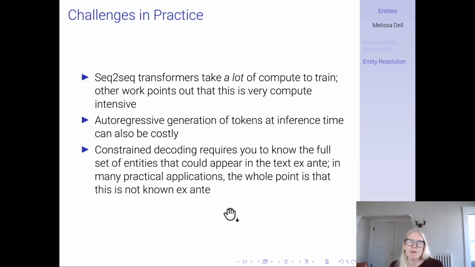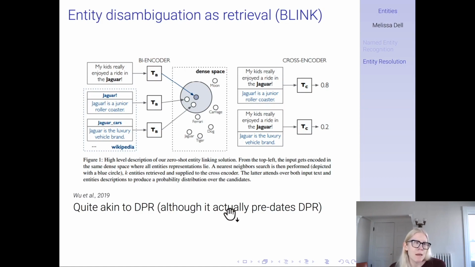All right, so now we've seen the approach of masked language modeling. We've seen the approach of seq-to-seq transformer-based translation. And now I want to talk about entity disambiguation as retrieval, drawing on a model called BLINK. And just so you can see here, my kids really enjoyed a ride in the Jaguar. So it's going to embed that text, and then it's going to look for nearby entities in Wikipedia. So this is going to be like a re-ranking strategy. It could be the 100 closest entities, or the 100 closest pages, or pages within a certain distance. So Jaguar is a junior roller coaster, Jaguar is the luxury vehicle brand, etc.